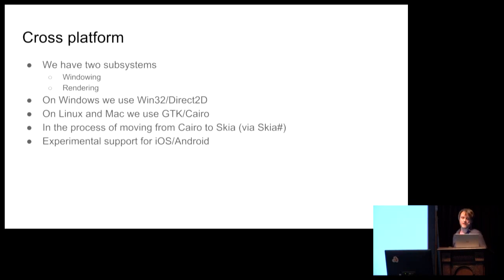As I said, cross-platform, we have two subsystems, one for windowing and one for rendering. On Windows, we use Win32 and Direct2D. On Linux and Macs, we use GTK and Cairo. Where platforms support those, you can mix and match should you want to, but you probably wouldn't want to. But we're in the process of moving from Cairo to Skia via SkiaSharp. At the moment, we need more support from SkiaSharp for missing features there. And there is also experimental support for iOS and Android.